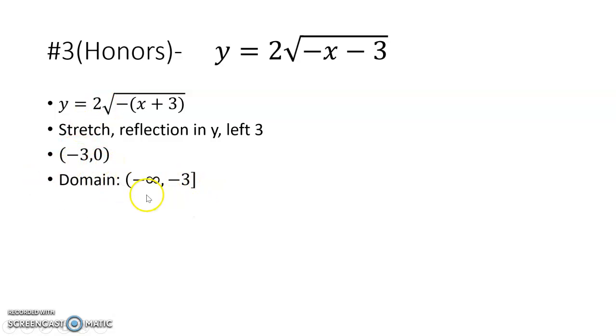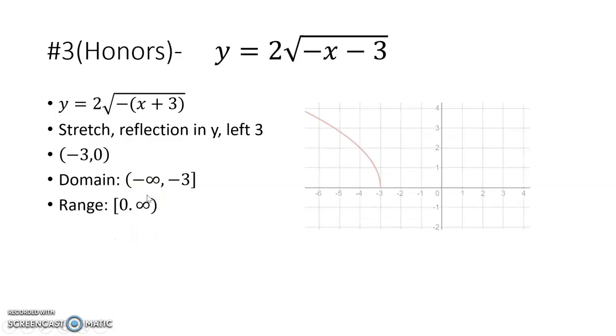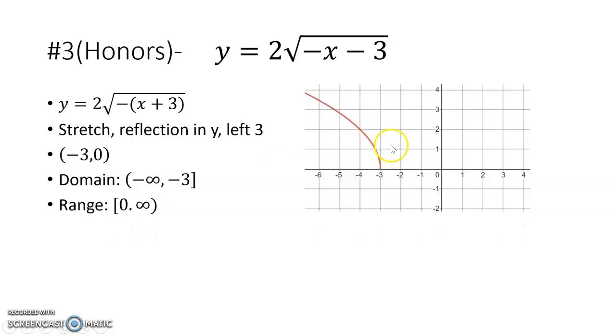Okay, and I've got this a little out of order. Let me get all this. So my graph is here. Notice that the stretch, again, is taller than what the regular graph would be. Reflection on y changes it back to the left, and it's left 3. The starting point is 3 units to the left of the origin.